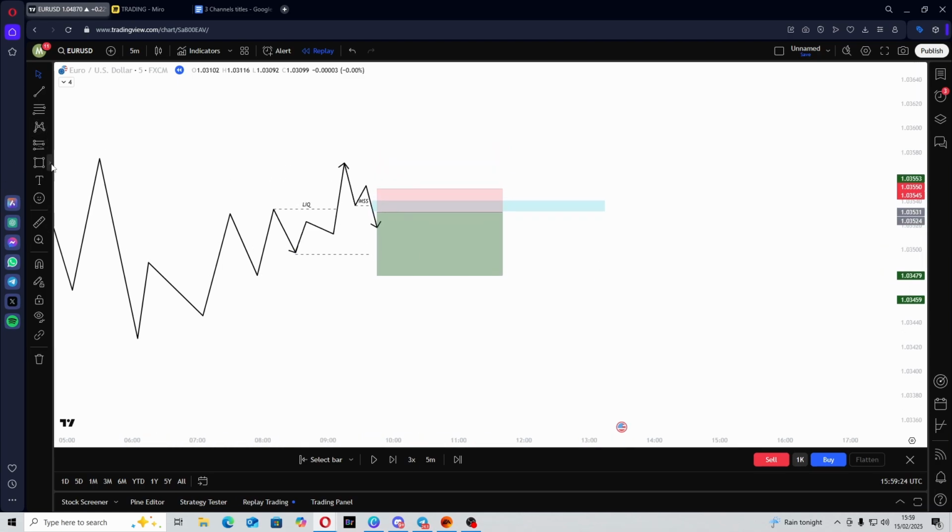Now all you've got to do is wait for price to actually do its thing. It's going to go back up, enter over here, bounce a few times, and now it will completely smash your take profit. This is so easy and this works so well every single day.